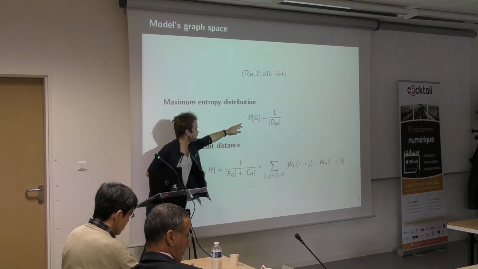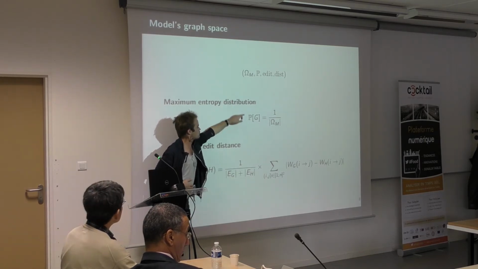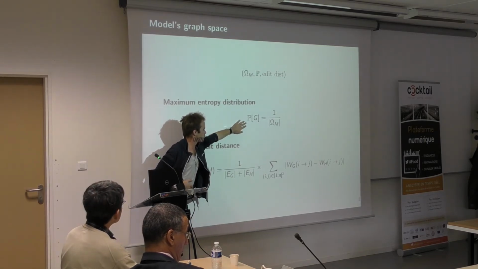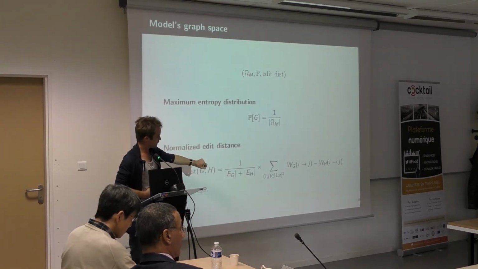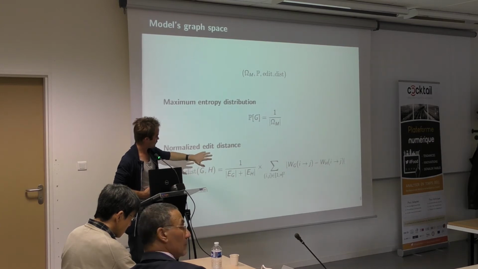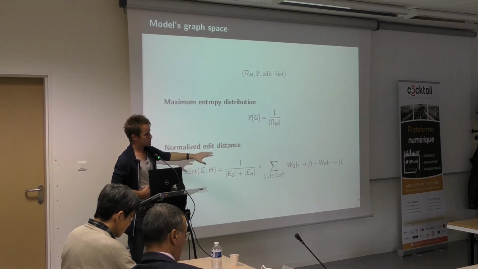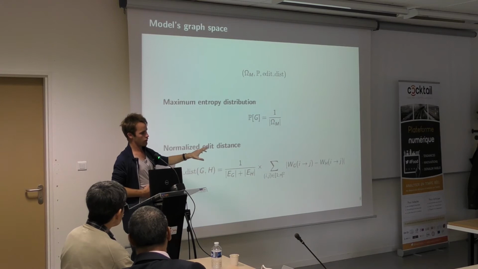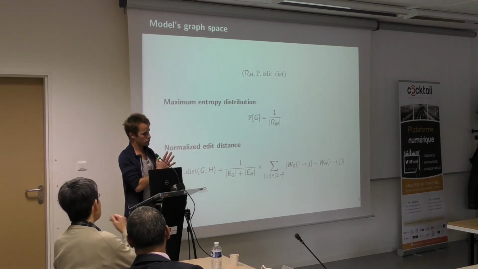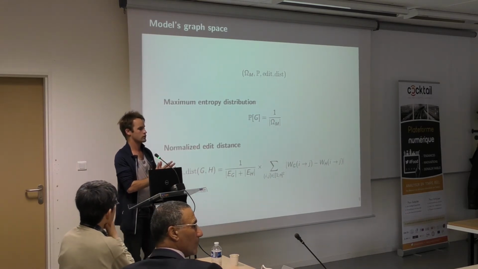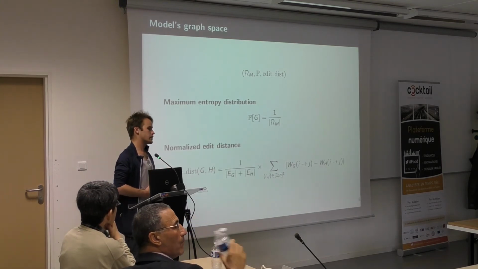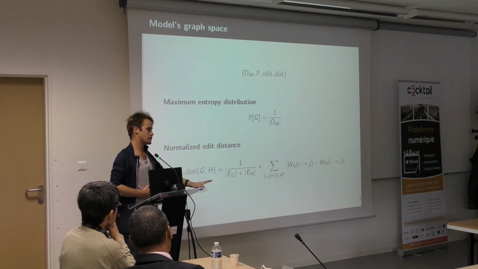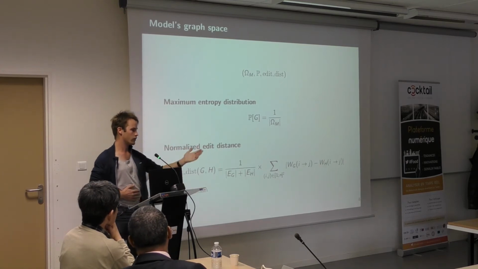So with this, looking at the set with both a probabilistic structure and the geometric structure, which in this case I define using the normalized edit distance, which is basically the fraction of edges between two graphs that do not overlap. So the distance is between 0 and 1, 0 meaning that they have no edges in common, 1 meaning that they have all their edges in common.